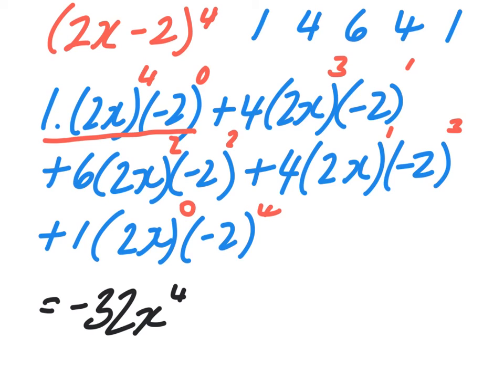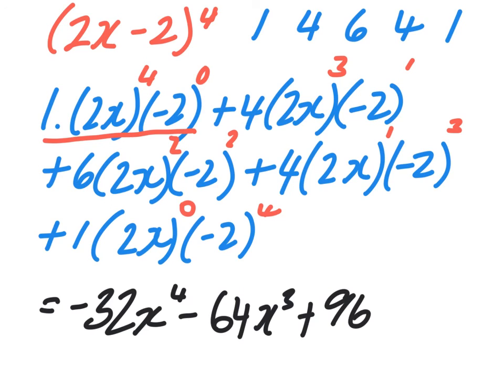The next piece is going to give you 4 times 2x cubed, which is 4 times 8x cubed, which is 32x cubed, times minus 2, so that's actually going to be minus 64x cubed. The next step, you're going to have 6 times 2x squared times minus 2 squared. 2x all squared is 4x squared, times minus 2 squared, which is times 4, 16x squared, so plus 96x squared.